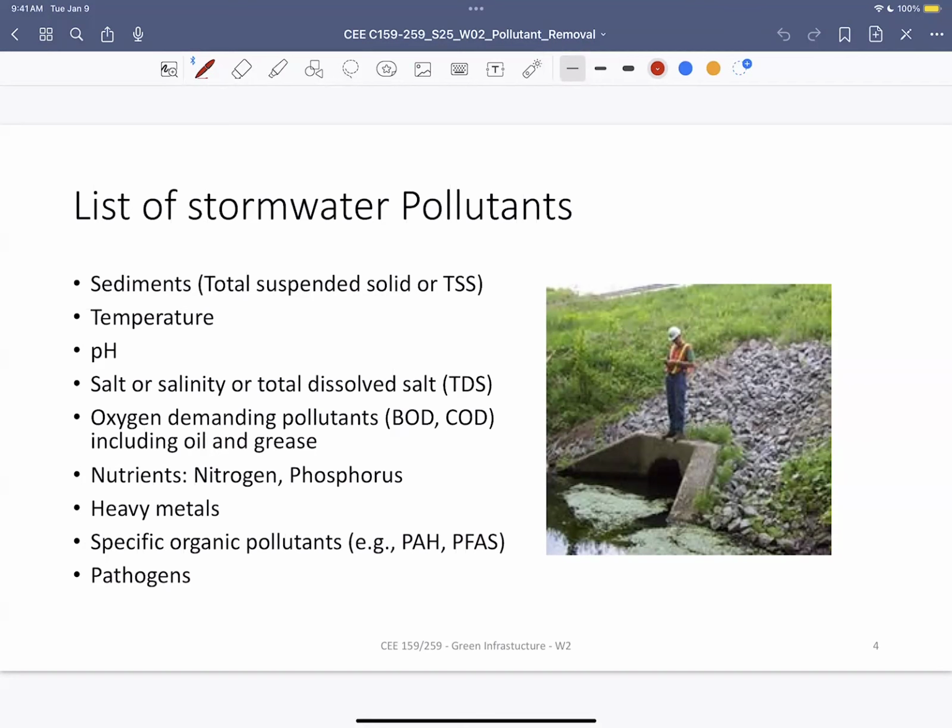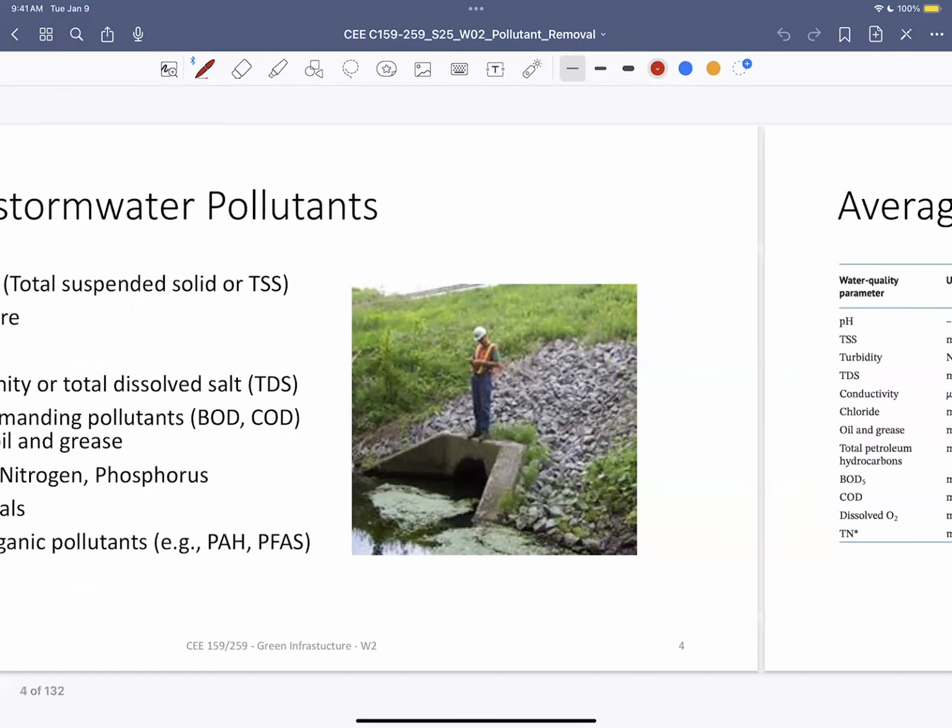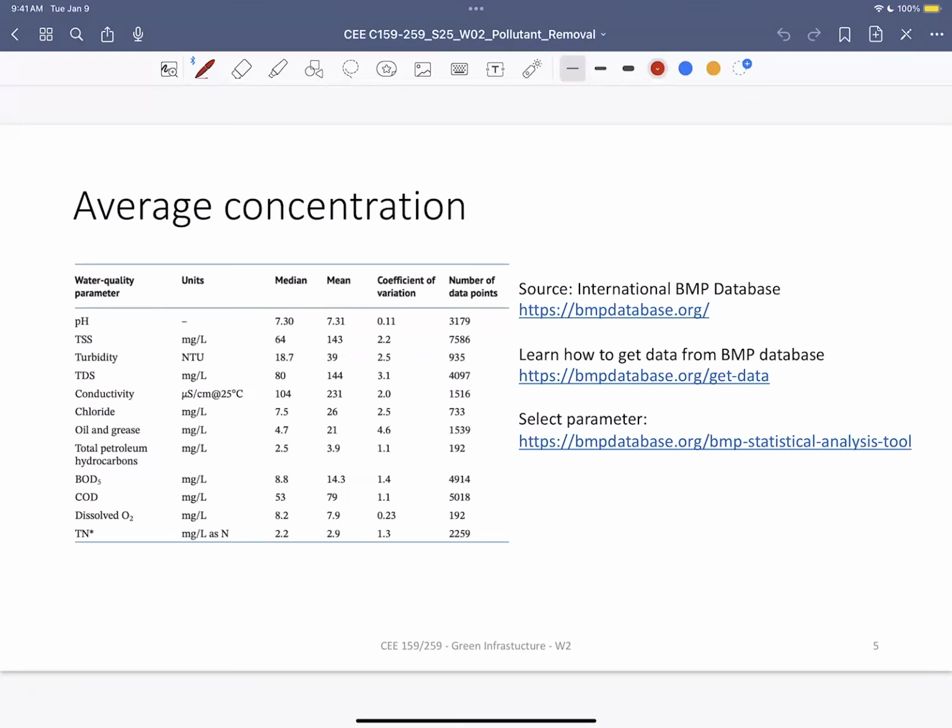And then specific organic pollutants like polyaromatic hydrocarbons, and micropollutants like PFAS. Many of them originate from different sources. It could be pesticide, herbicide, all that. And the last one is pathogens, including different types of bacteria like fecal indicator bacteria, E. coli, coliforms.